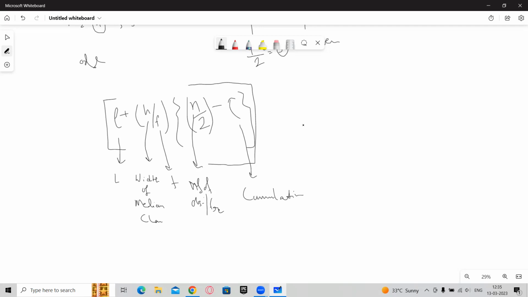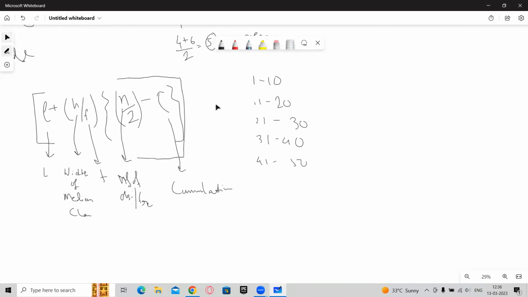Okay. Suppose there are groups, say 1 to 10, then 11 to 20, then 21 to 30, then 31 to 40, 41 to 50. Okay, if these are the groups and we need to calculate the median of this grouped data, suppose we take some frequency values, say 10, 3, 1, 10, 3, 10, 10, 10, 20, 20. Okay, so the lower value.